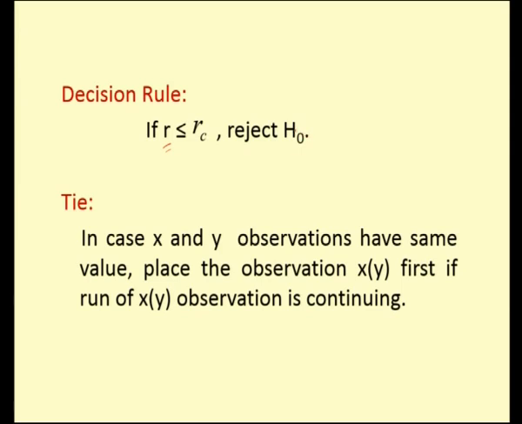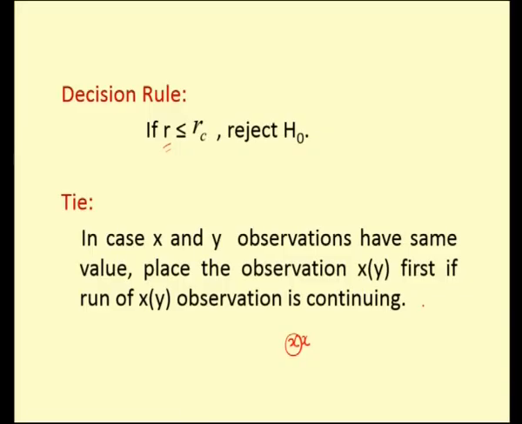So in this particular situation you will happen to get a tie situation. In the sign test, if x and y observations have the same value, you subtract them and put it as 0, and you neglect that observation for the remaining analysis. But here, in your run test, you cannot do like that.